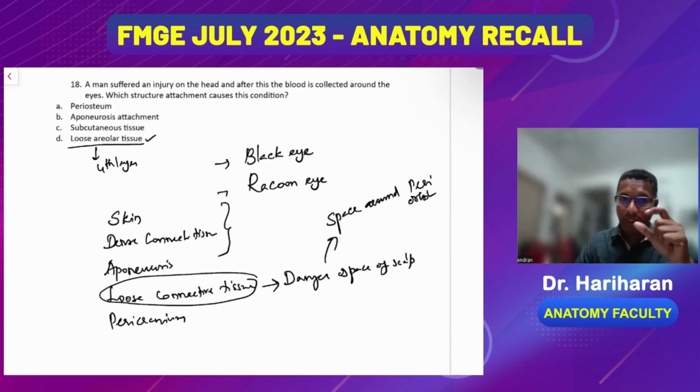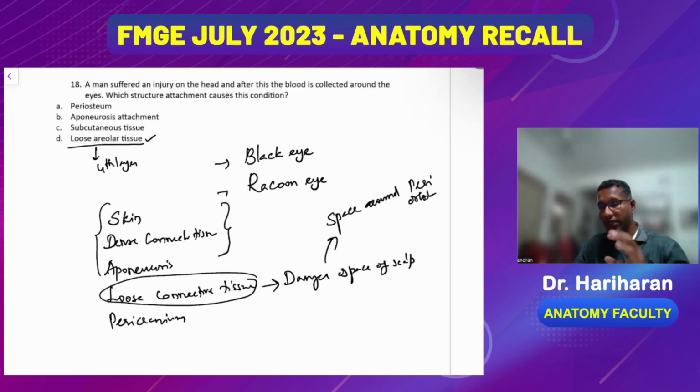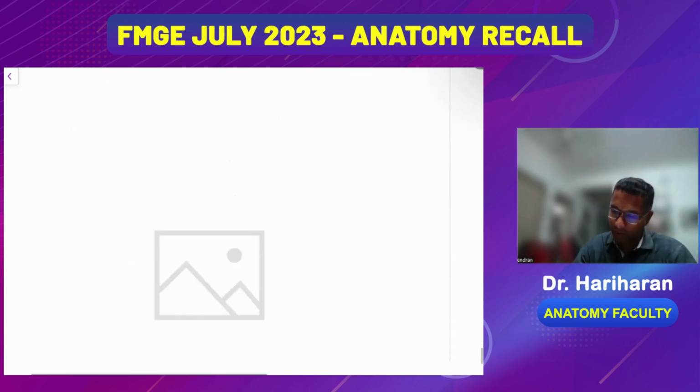Above that, the three layers act as a single unit. There is a potential space in the fourth layer where hematoma can collect, and if it gravitates around the eye, it results in black eye or raccoon eyes. Okay, fine. So with this we'll move to the next question, guys.